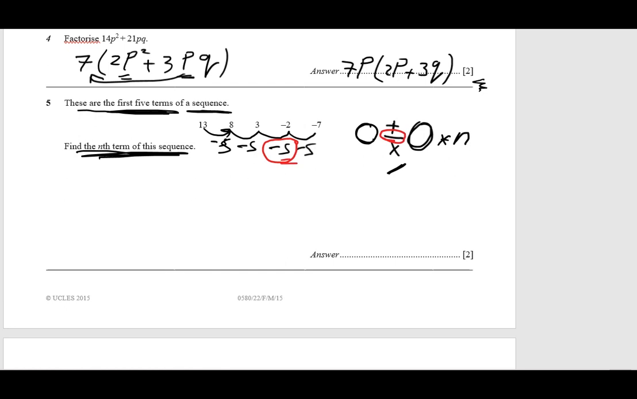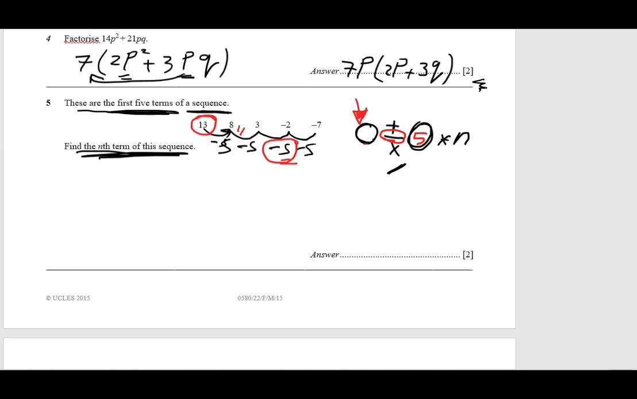The number here is 5, so we have minus 5n. Now, still missing one number here. To understand this number, if we put it as 13, which is the first one here, 13 minus 5n, when n equals 1, the sequence equals 8.